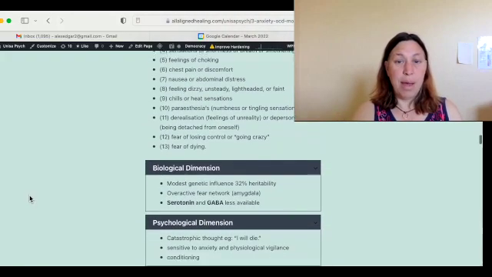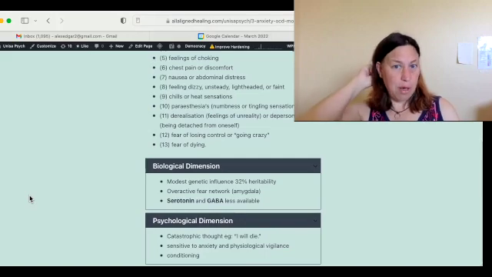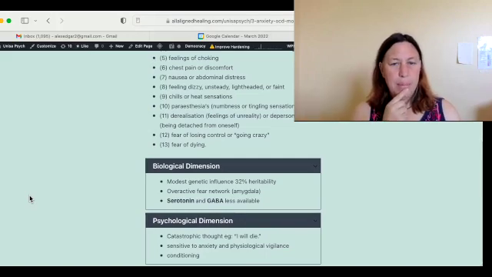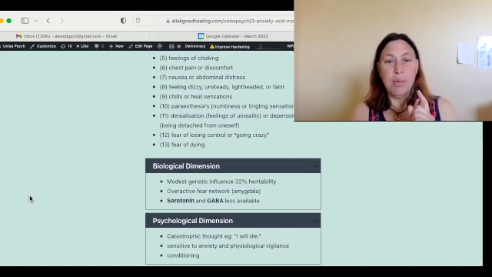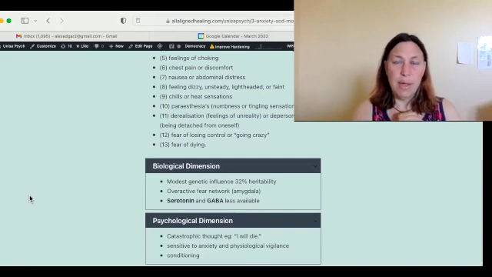Okay. Biological dimension. The amygdala is definitely involved. So that strong fear means the amygdala. Okay. It is heritable moderately, which is 32%. Serotonin and GABA are both less available. That tells you which medication is going to help. SSRIs, that's right, Prozac, etc.